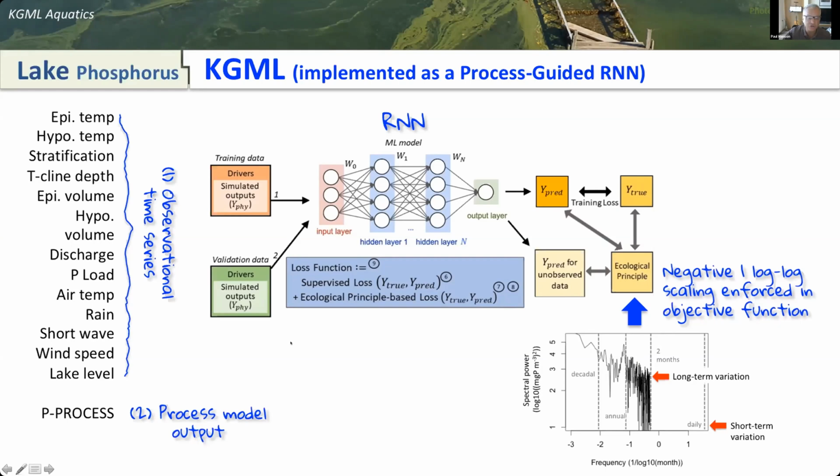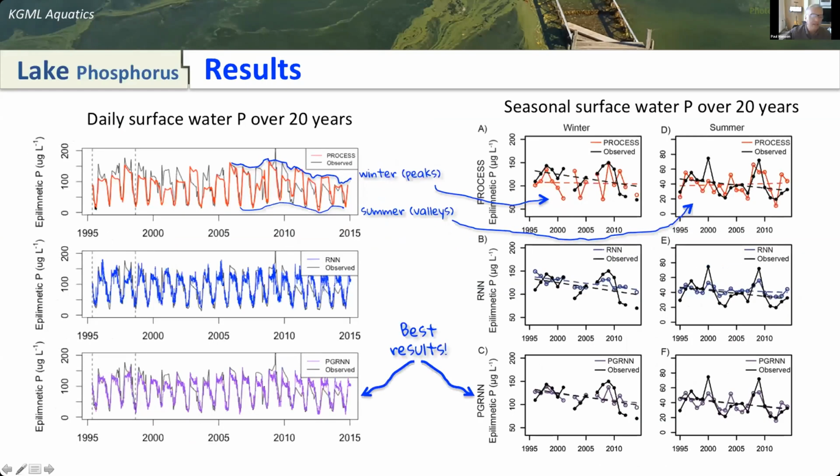So let's go straight to the results. So we have three different rows of results here. The top row is the process only. The middle row is recurrent neural network only, and then the bottom row is the KGML. This black line is the observational data in all the different plots, and it's the signal we're trying to recreate. Phosphorus in Lake Mendota is highly dynamic with a very strong annual signal to it. It's highest in the winter, it's lowest in the summer. We're particularly interested in predicting summer values well, because that's when harmful algal blooms occur.